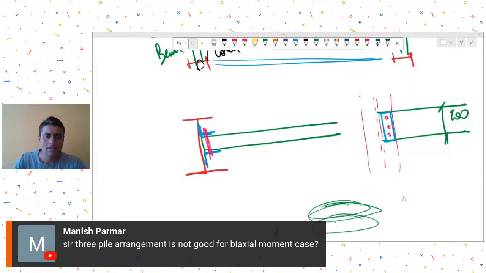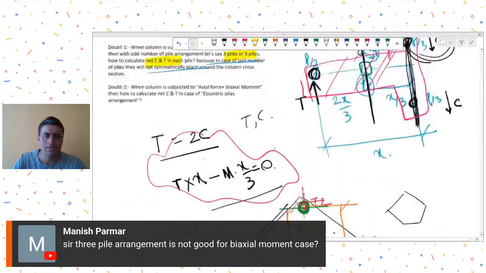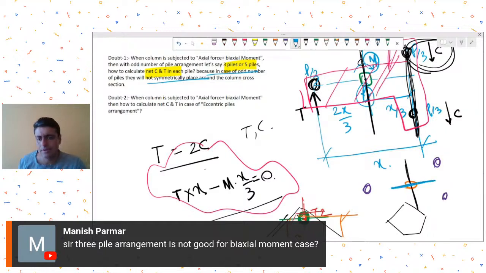Okay, Mr. Manish Parmar is asking, the three pile arrangement is not good for biaxial moment case. Yes, you're right, he has made a good point. He's saying this three pile cap arrangement, let's say I had a column over here. Now this was good for moment about this axis. But if the moment was about this blue axis, this three pile cap arrangement may not be very good. Although you have these two piles to take the loads, there will be a certain eccentricity that gets introduced.